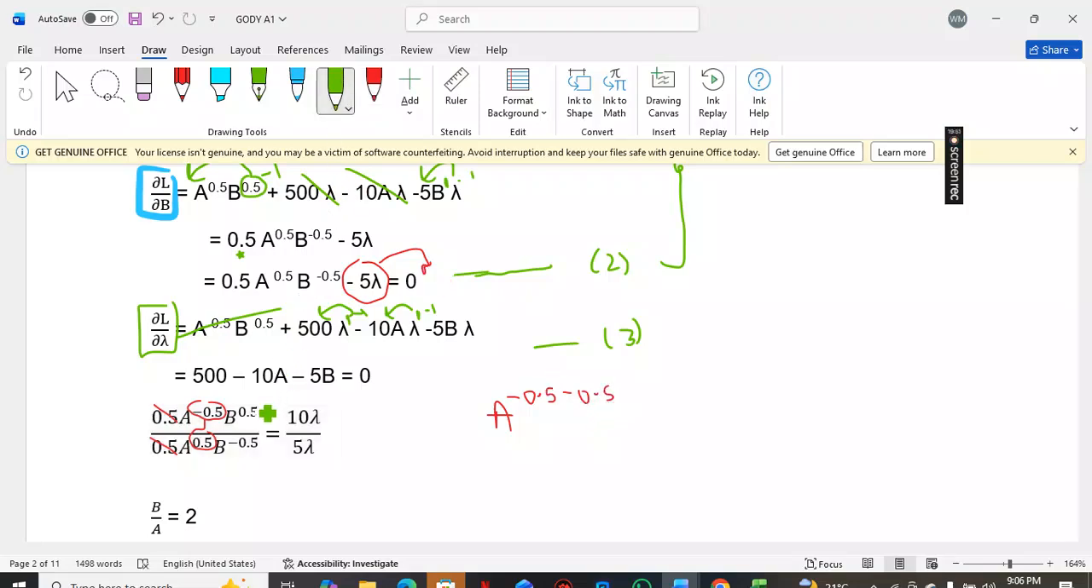Then for b, it will be 0.5 minus negative 0.5. Then over here lambdas cancel each other out. 10 divided by 5, that is 2. Any questions, colleagues?